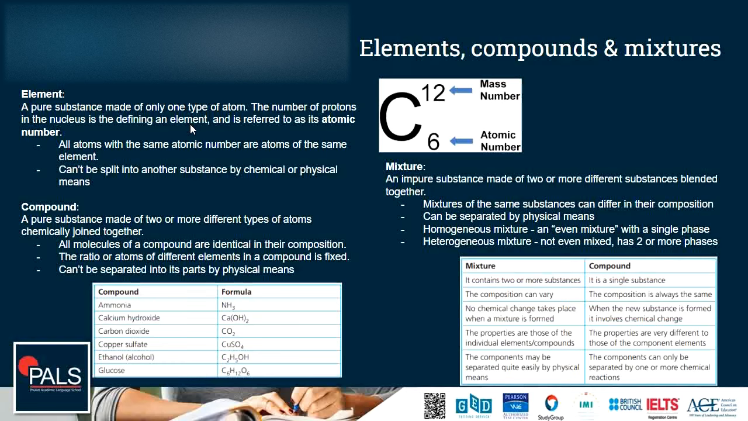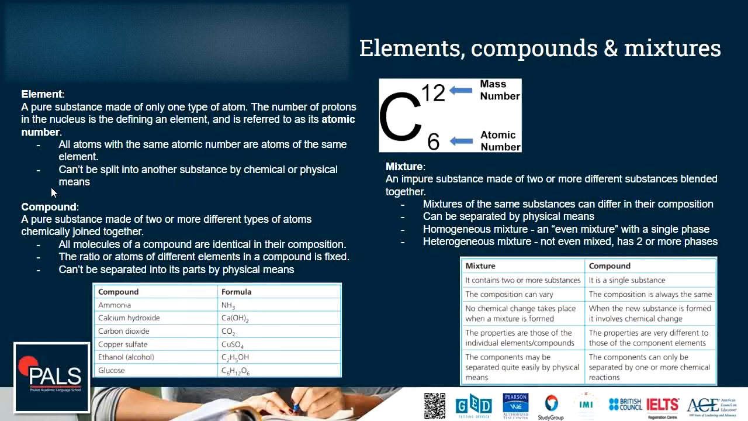If we would change the atomic number, then we would have a different element. So every atom that has 6 protons is going to be a carbon atom. Elements can't be split into another substance by chemical or physical means.